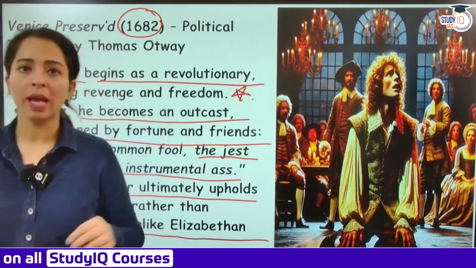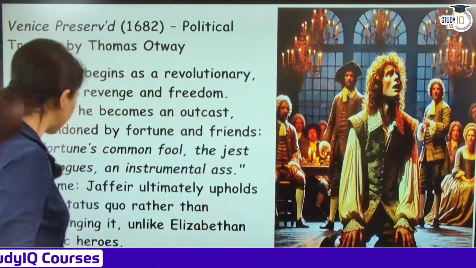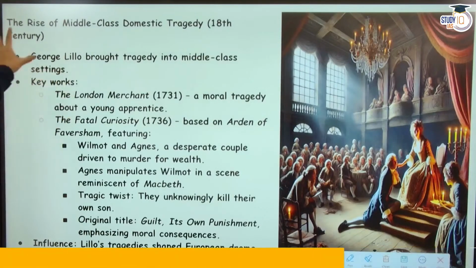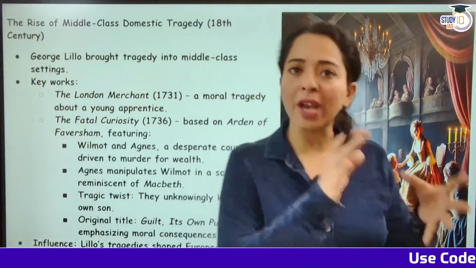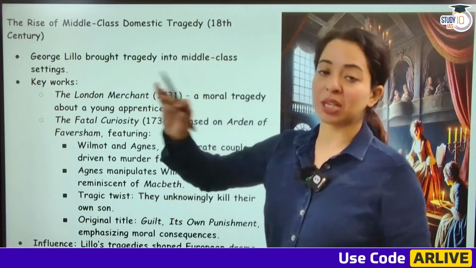Okay, so this is how at the end he kills himself, and this is how it happens, that he maintains the status quo. He does not disrupt it. Now, what happens? The rise of middle class domestic tragedy. Another sort of play apart from heroic tragedy that was on the rise was the domestic tragedy, middle class domestic tragedy.